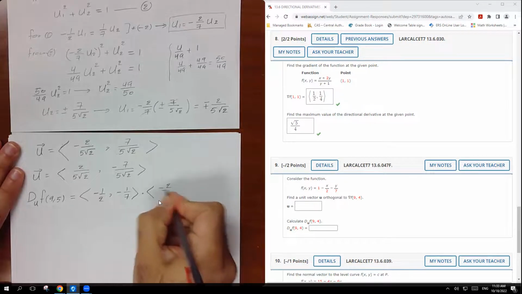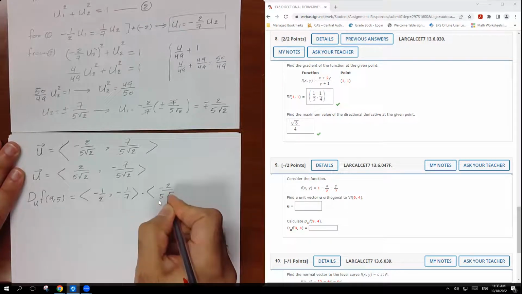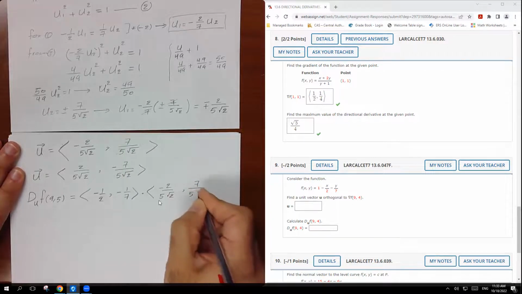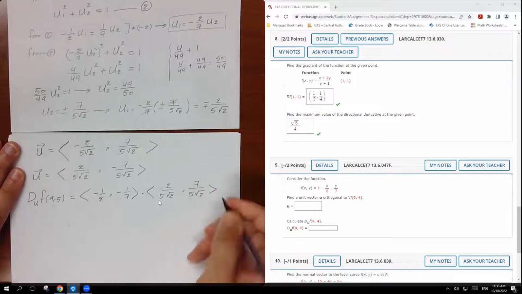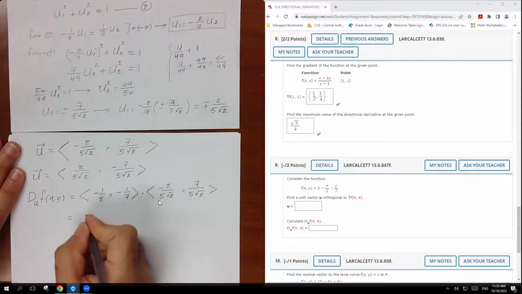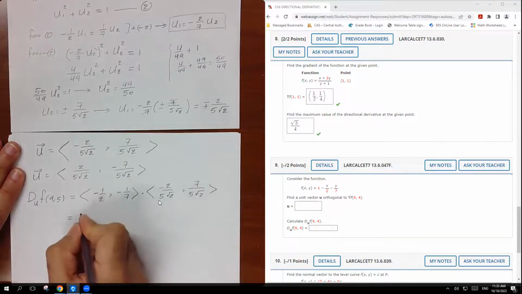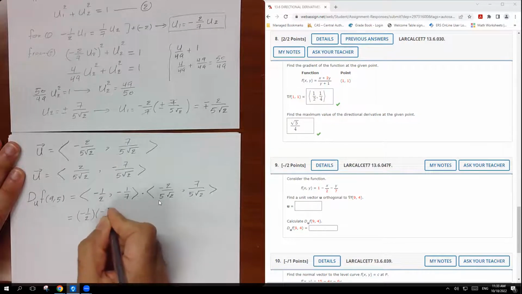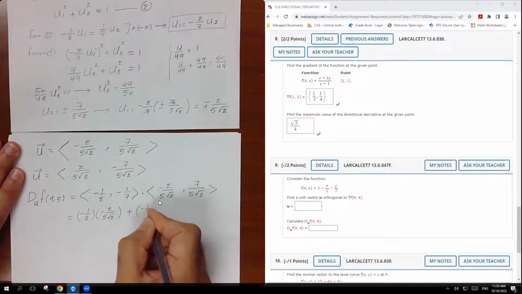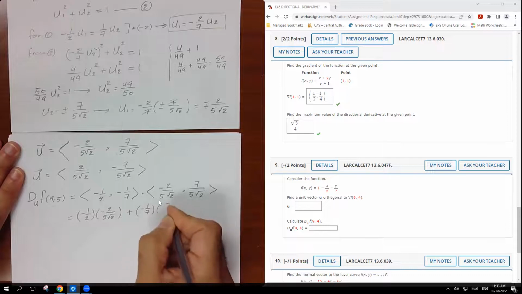Let's choose the first one, negative 2 over 5 square root of 2 and 7 over 5 square root of 2. Then it's going to be dot product. That means this one times this one. So you're going to say negative 1 over 2 times negative 2 over 5 square root of 2 plus negative 1 over 7 times 7 over 5 square root of 2.